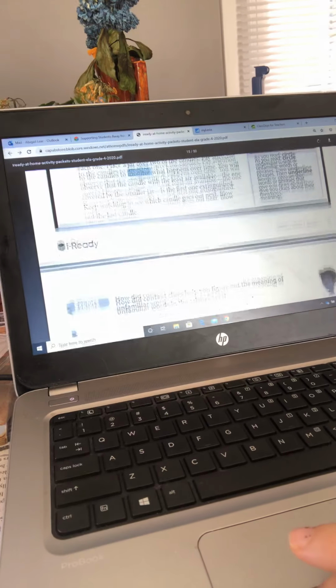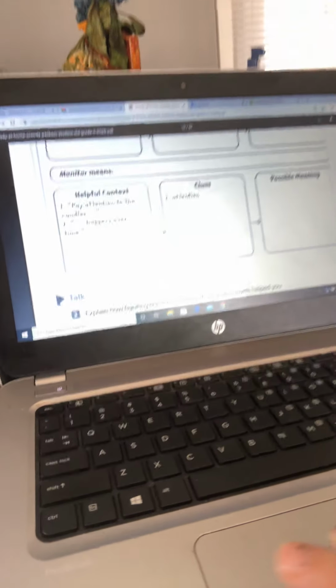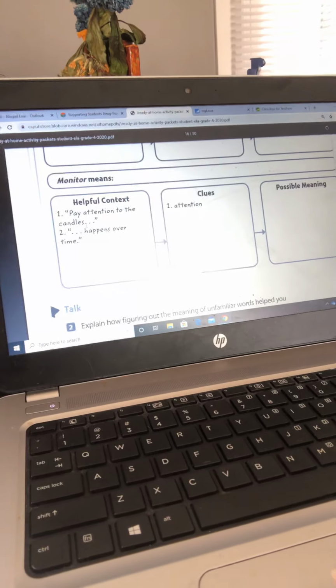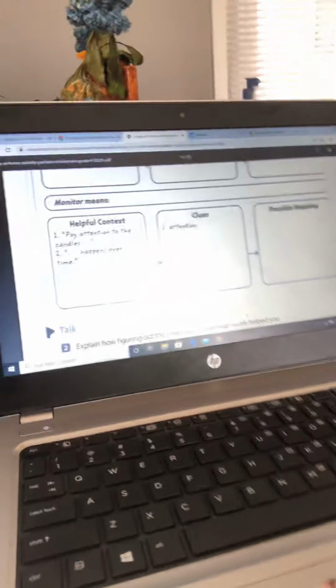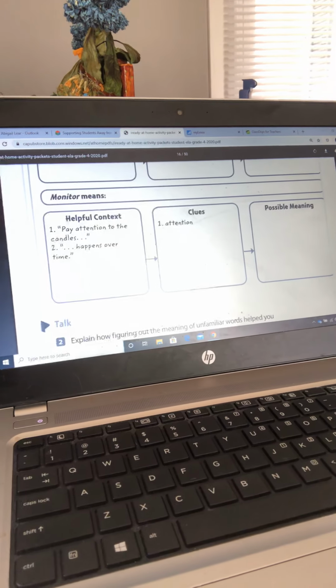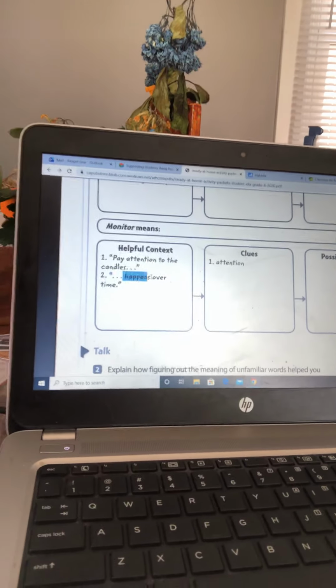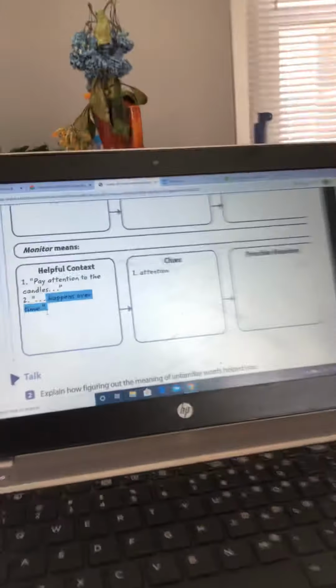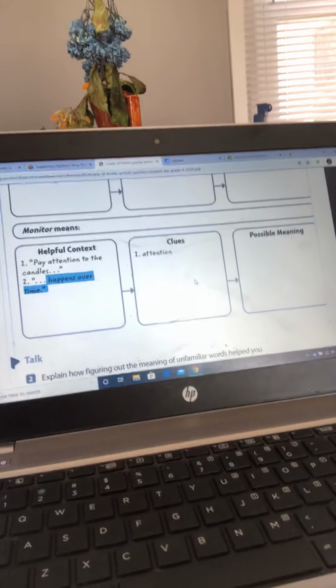Well, let's see, they gave us some clues already. Pay attention to the candles. So that's a clue, or that's the context. And they said the clue from that is attention. All right? Give your attention. It's important for monitoring. Happens over time. Okay. Our clue there, that's pretty much it. But we can just put over time here.